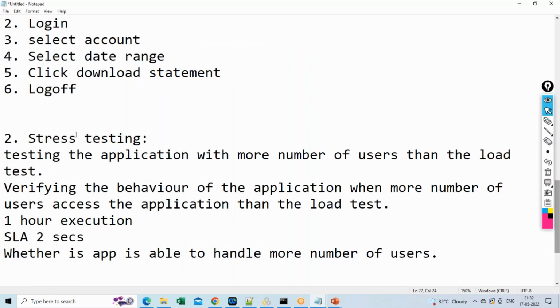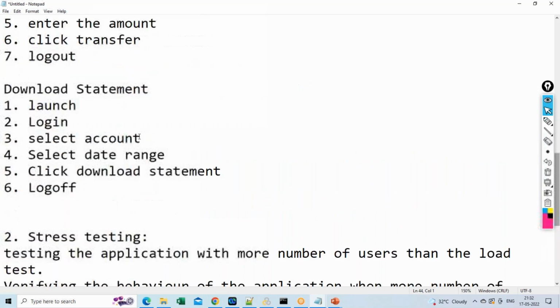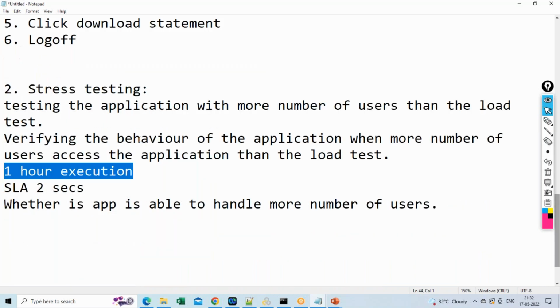Now, coming to stress testing, same thing. More number of users will run for 1 hour. Generally, whatever the number of users we tested as part of load test, more than that number of users, we will go ahead and test it. That means at the end of the day, we will achieve more target than the expected load test. Okay, so this is all about stress testing. It's all about whether the application is able to handle more number of users or not. When we are applying some stress beyond the expected load, how the application is responding. That's all about stress testing.